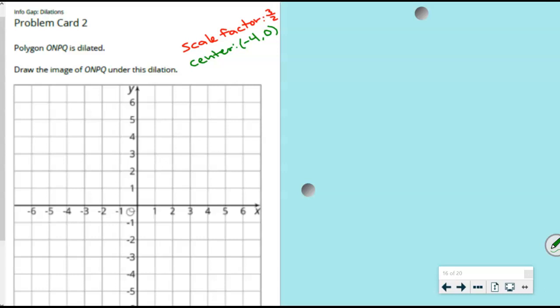Are you ready to do this one? Okay, we're going to pause the recording, give it a try. I told you where O, N, P, and Q are. We had questions: what's the scale factor? What's the center? See if you can get that finished up. We're going to pause the recording.